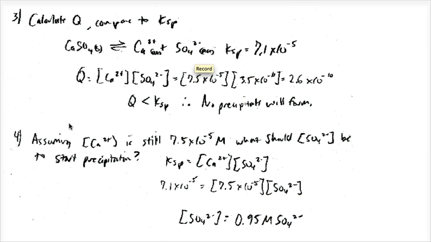This corollary part of this question says, wait, how much sulfate would actually need to be there to make it precipitate? So you make the assumption that the calcium ions stay at the same concentration, 7.5 times 10 to the negative 5th, and then this actually is like the previous problem where we're just trying to find out one of the concentrations given the other concentration of an ion and the KSP value, and you find that it should be 0.95 molar of sulfate to make this thing precipitate.